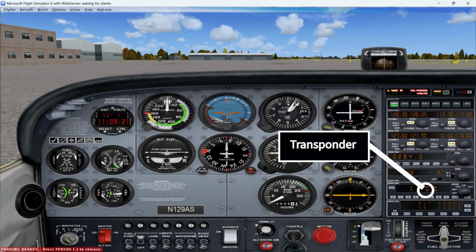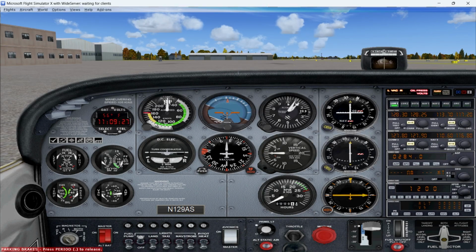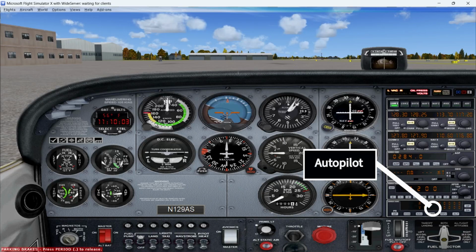A transponder is an electronic device that produces a response when it receives a radio frequency interrogation. All aircraft have transponders to assist in identifying them on air traffic control radar. Collision avoidance systems have been developed to use transponder transmissions as a means of detecting aircraft at risk of colliding with each other. Below the transponder, we have the autopilot panel.